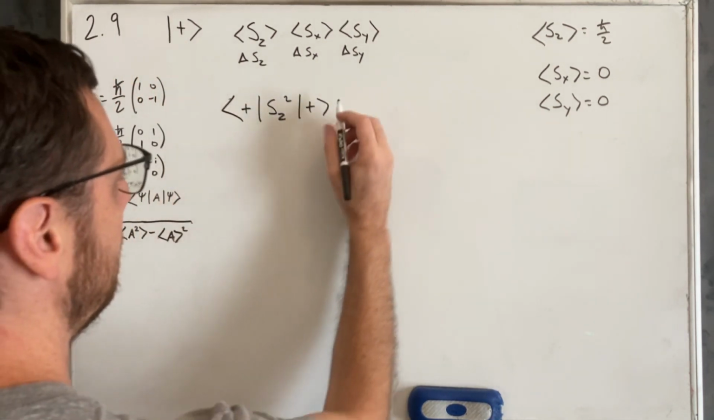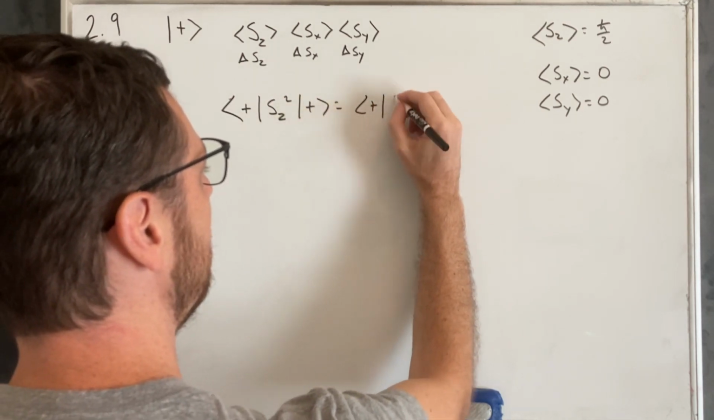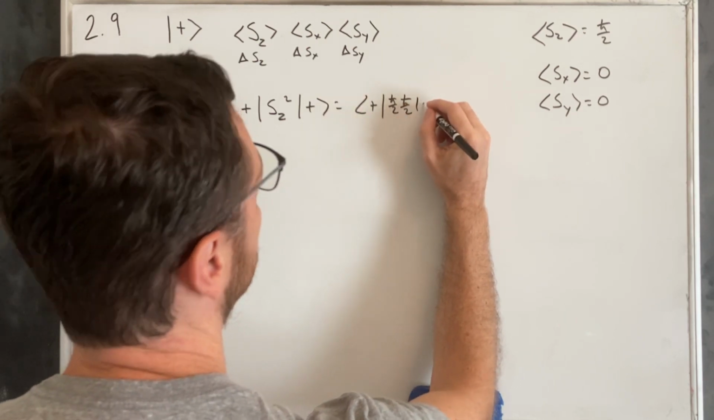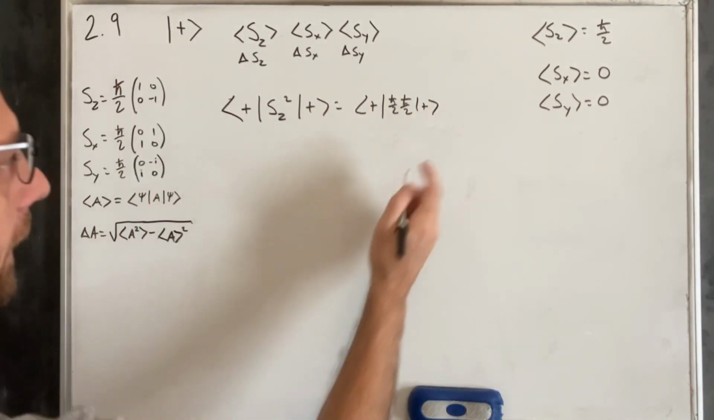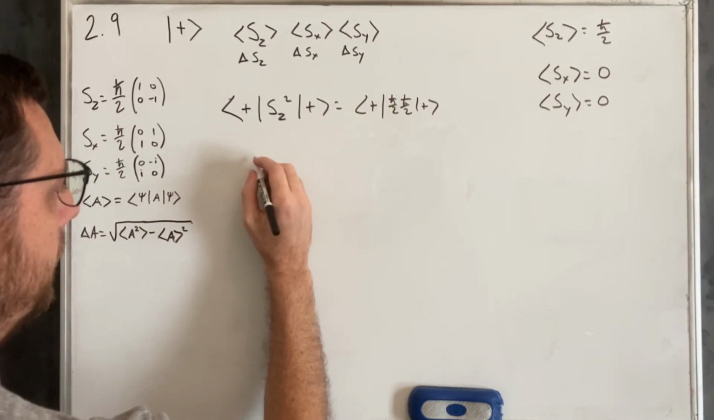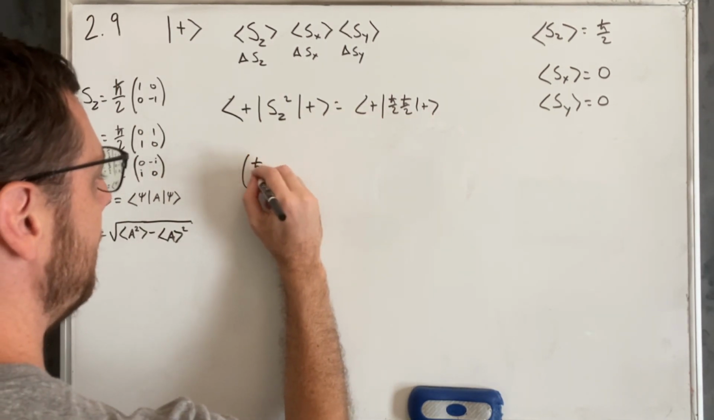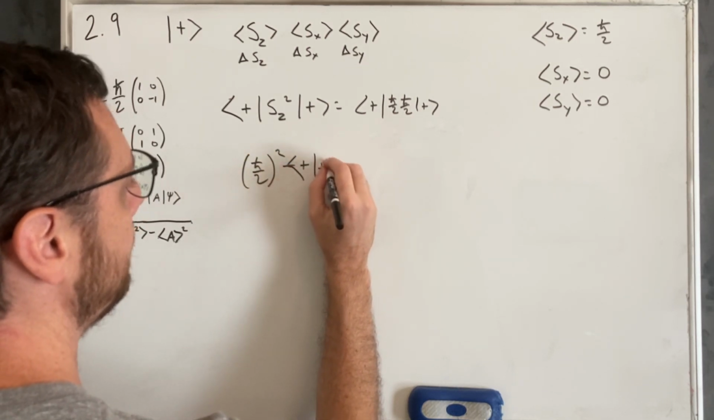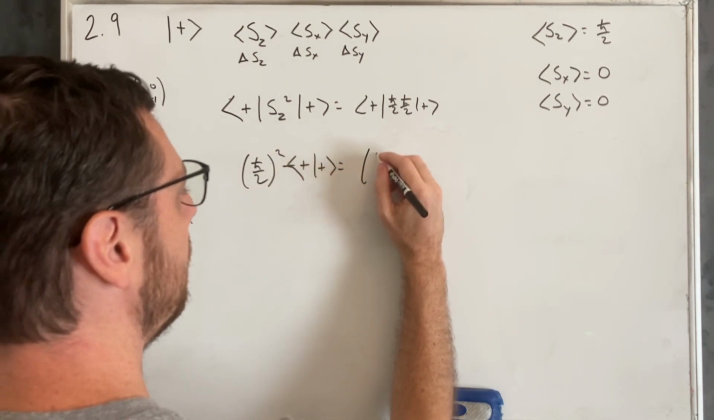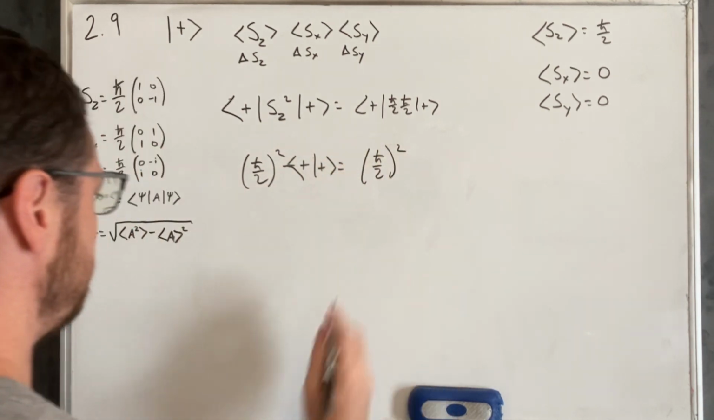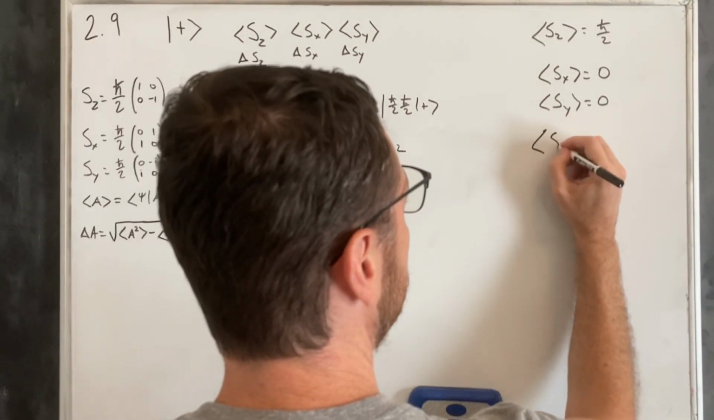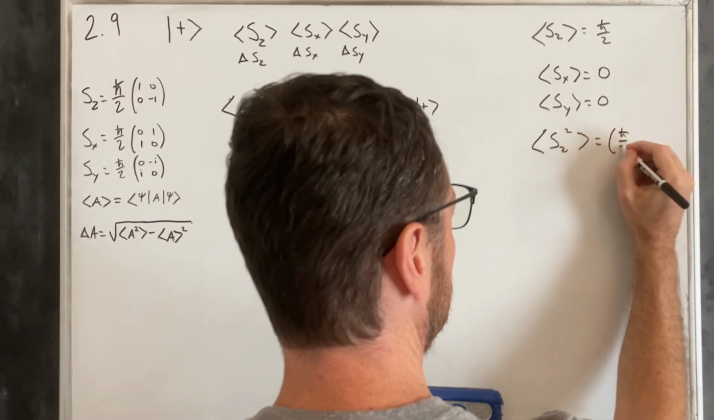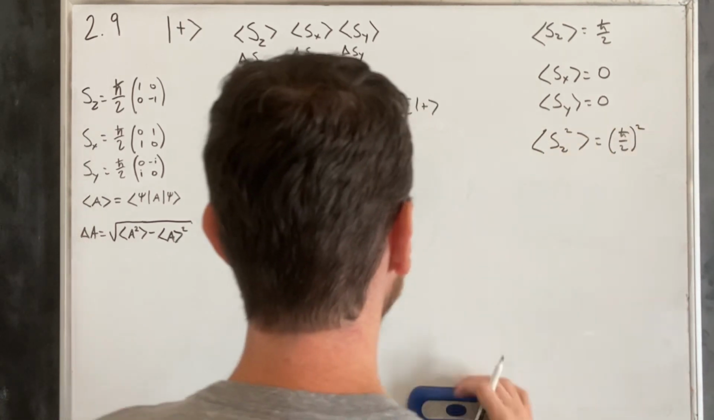So then that's going to equal up, then h bar over 2, h bar over 2, up again. And we can pull out h bar over 2 squared, and then up and up, and that's going to be h bar over 2 squared. So I can write that here. SZ squared expectation value is going to be h bar over 2 squared.